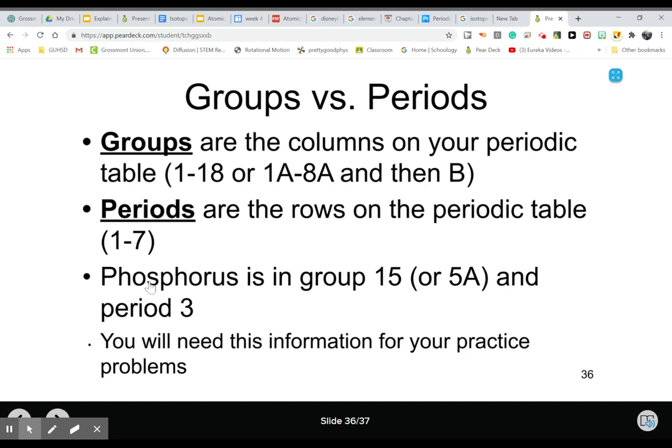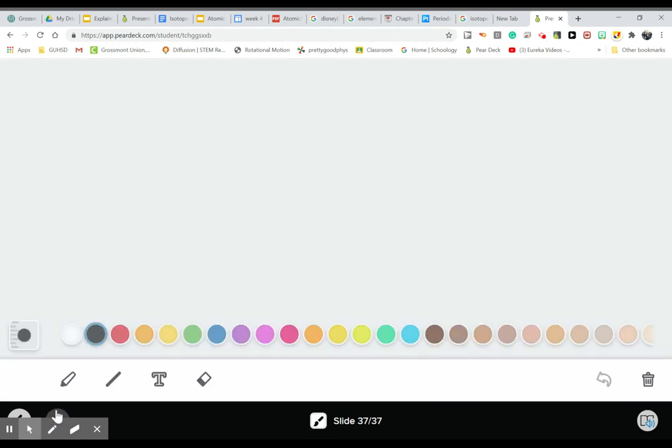And then phosphorus, if you look at phosphorus, it's 15 columns across. And if you look at the raised columns, it's the fifth raised column across from left to right, and it's in period 3 because you go from the top to the bottom. It's in row 3, so period 3. You're going to need this information for your practice problems.